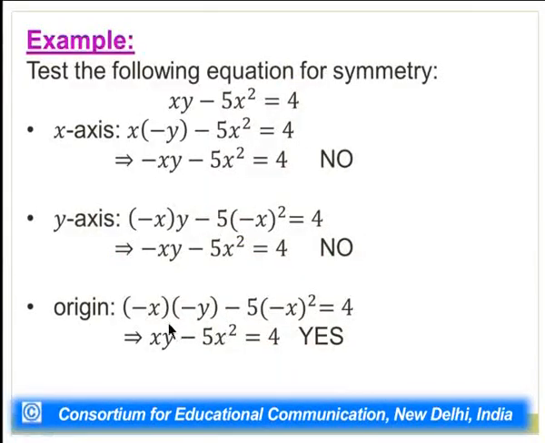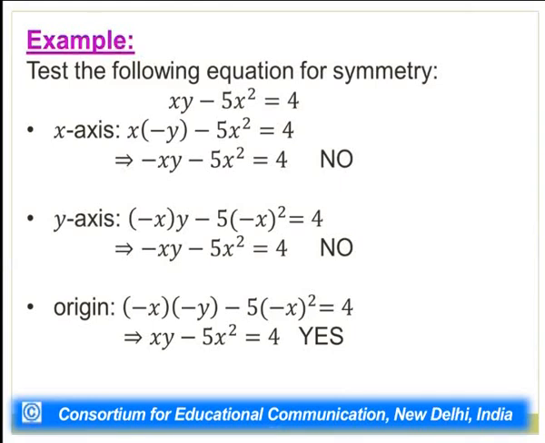Finally, let's test for symmetry about the origin, and here you can see that if I replace both x and y by minus x and minus y respectively, I'm going to get the same equation. So let's do it. If I replace x by minus x, I'm going to get minus x times minus y, because I've replaced y by minus y, minus 5 times minus x squared is equal to 4, and this then implies, because minus x times minus y will become x times y, xy minus 5x squared is equal to 4, and here we have an equation which is identical to the original one. So yes, we do have symmetry about the origin.